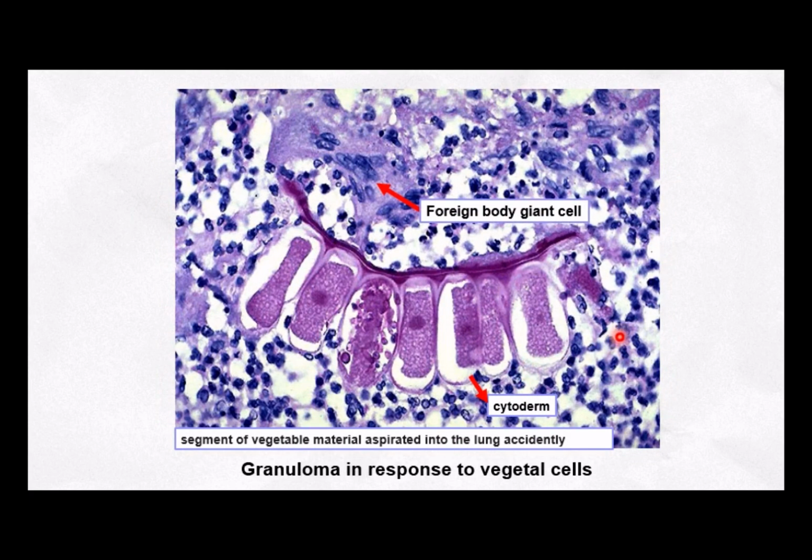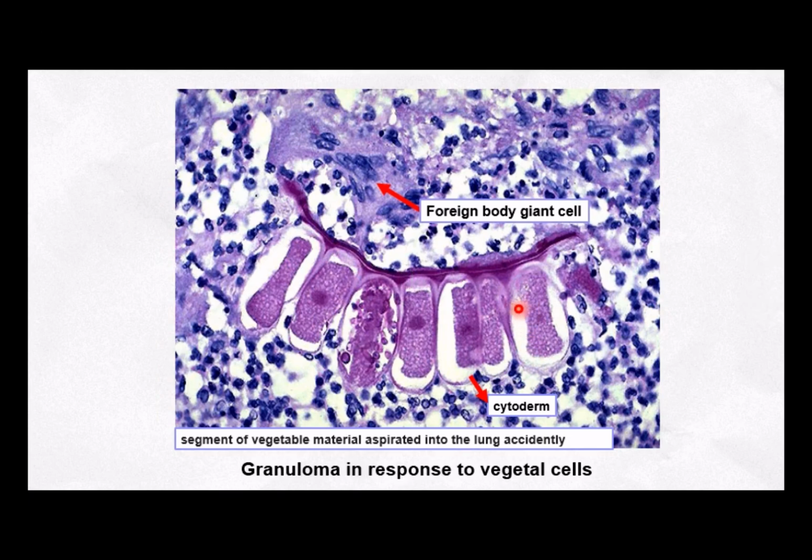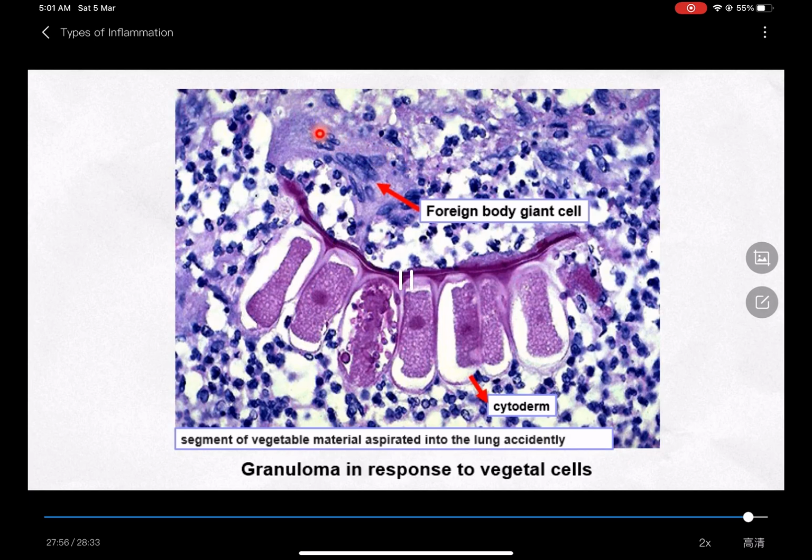This picture shows a piece of plant accidentally inhaled into the lungs, causing granulomatous inflammation. This is a foreign body giant cell. It's huge, and the nuclei are arranged in disorder.